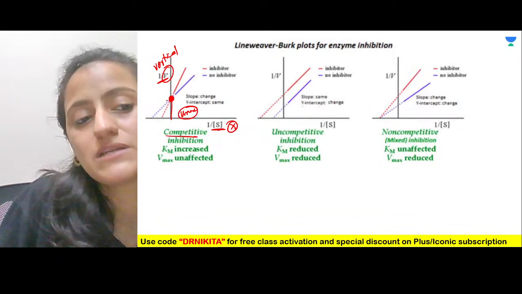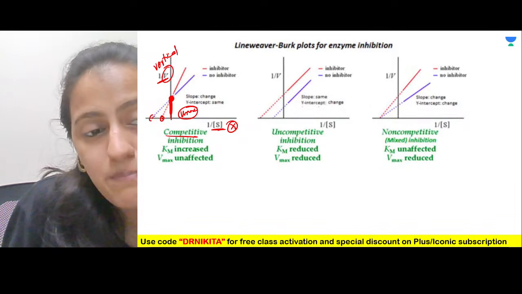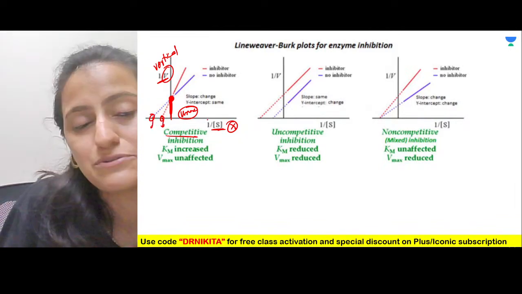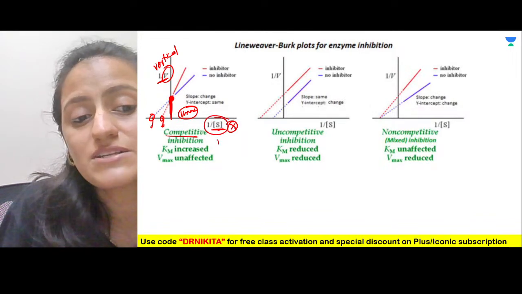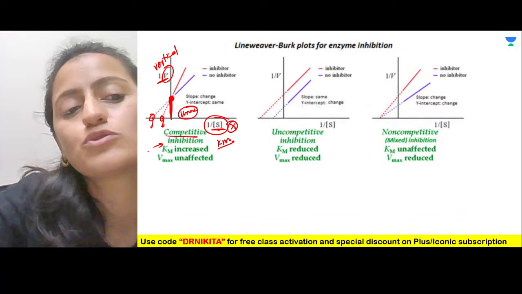This is competitive, right? The V is the same for both of them. You can see that in competitive, they change on the x-axis, they have different values. That means the substrate concentration affects the Km. The Km is different for both of them.